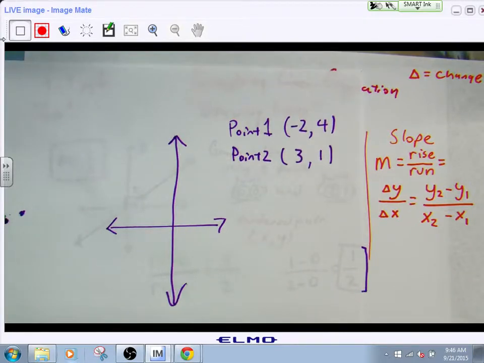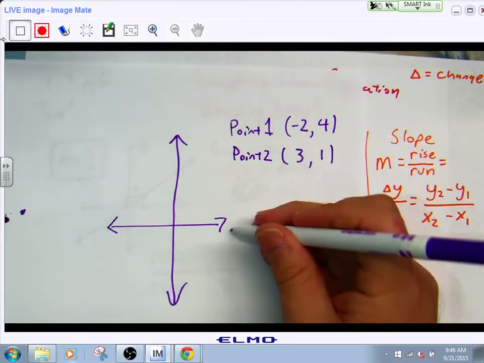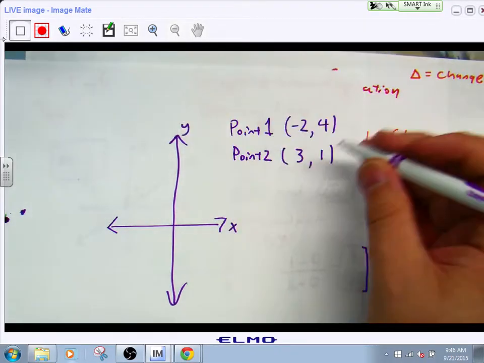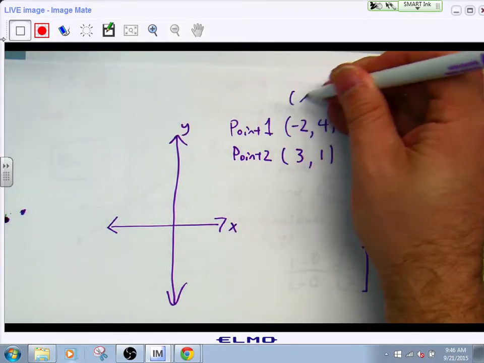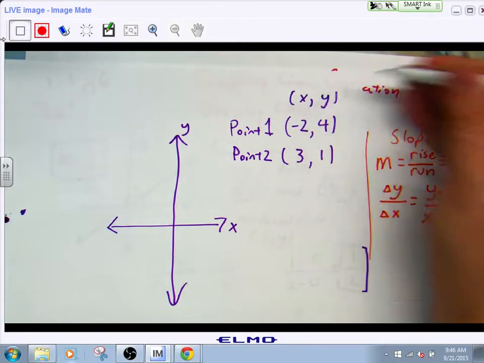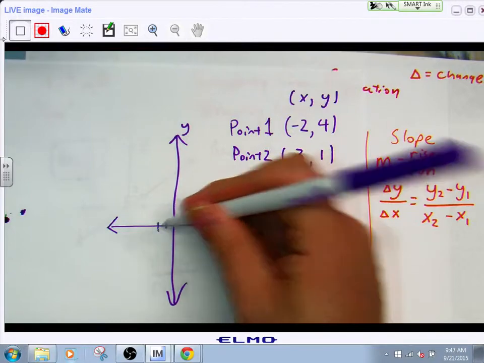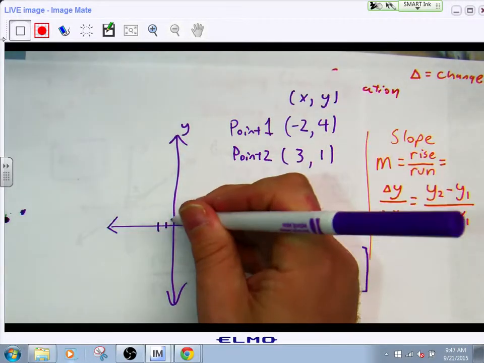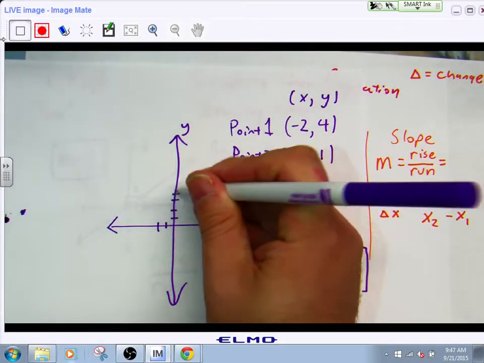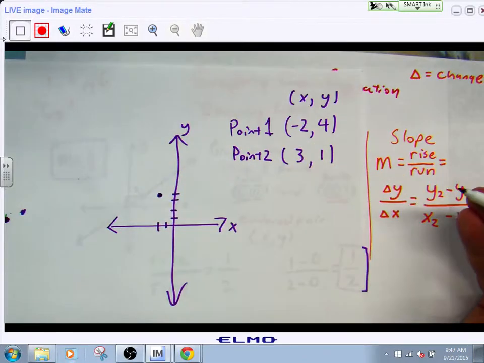So I'm going to graph them first. I'm going to do it visually first. So point 1 is at -2, 4. Remember, this is my x, this is my y, and for my Cartesian plane, my coordinates are x, y. So -2, 4. So I'm going to go back 2, 1, 2 on my x, and then up 4, 1, 2, 3, 4 on my y, right there.